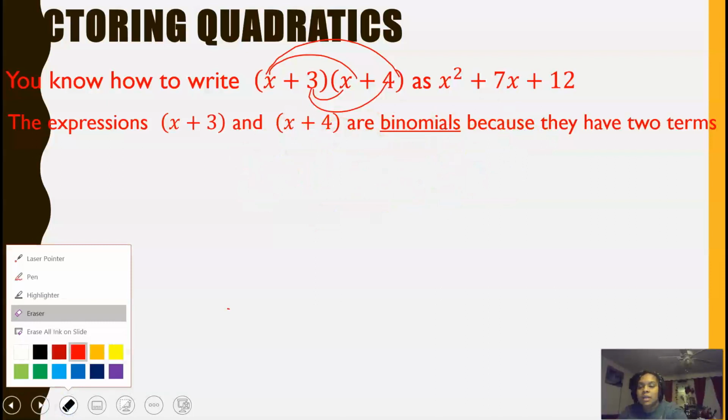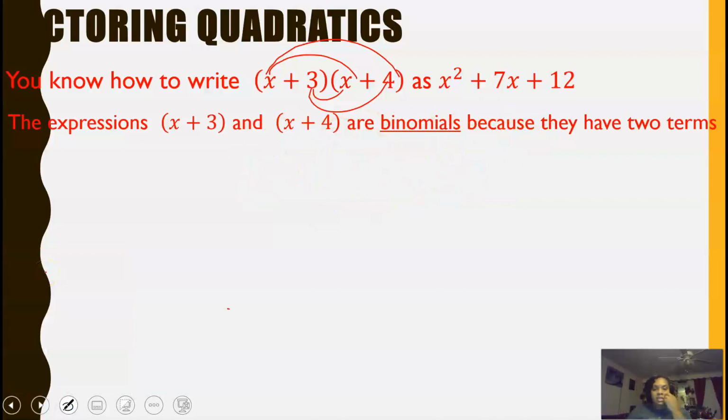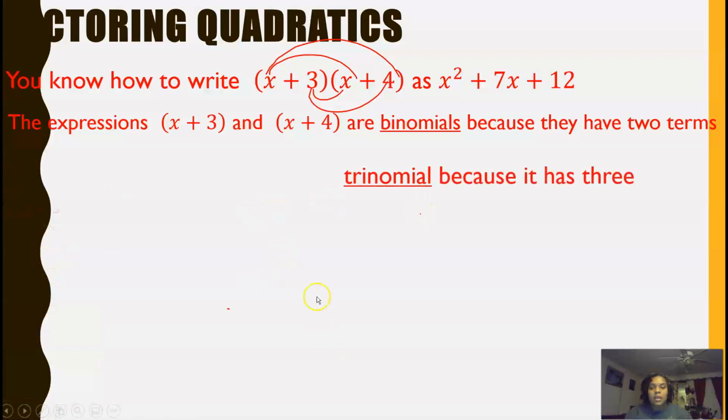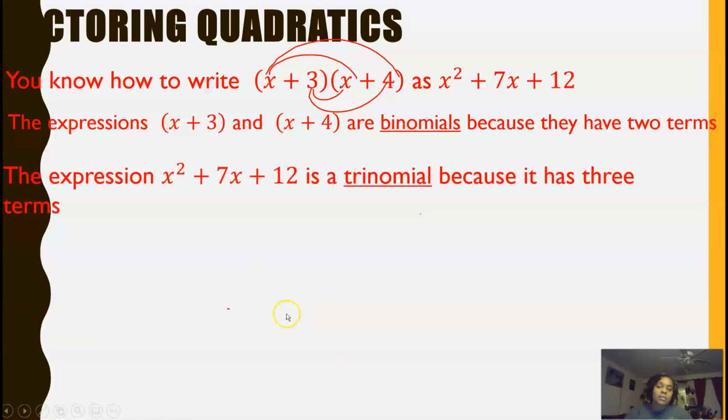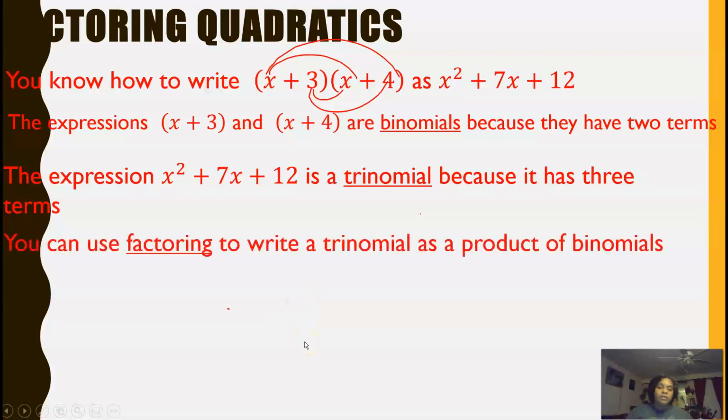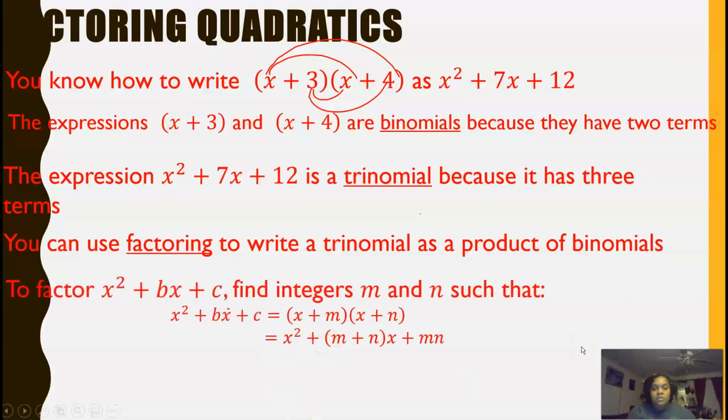The next thing we need to know is that the expressions x plus 3 and x plus 4 are binomials, because they have two terms. The expression x squared plus 7x plus 12 is a trinomial because it has three terms. You can use factoring to write a trinomial as a product of binomials. So taking the trinomial, which has three terms, and making it into two binomials, which has a set of two parentheses. So to factor x squared plus bx plus c, find integers m and n such that.